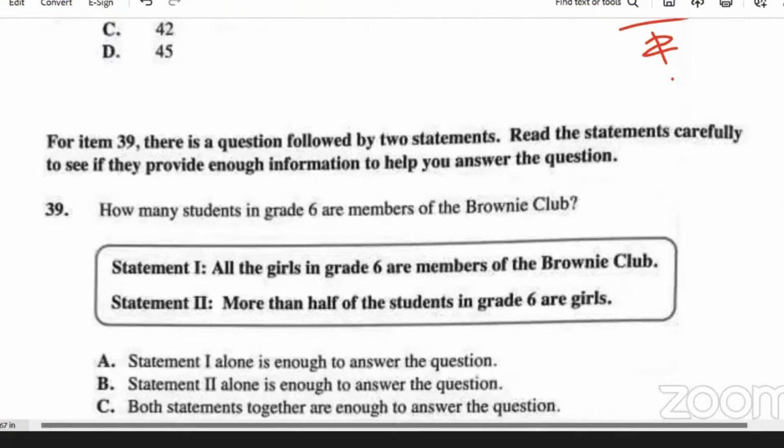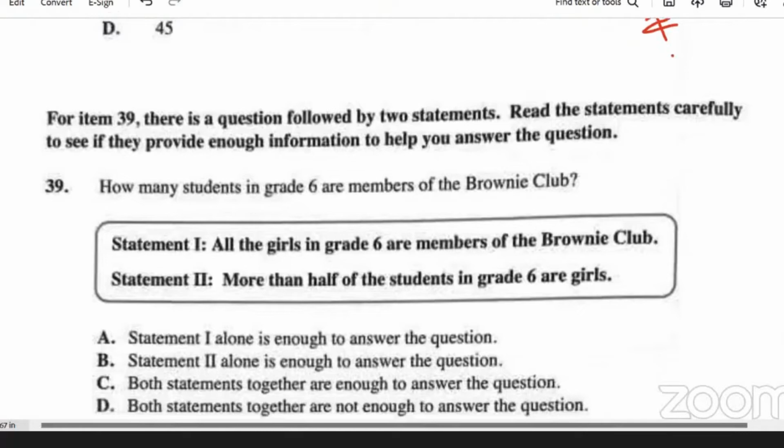for item 39, there is a question followed by 2 statements. Read the statements carefully to see if they provide enough information to help you answer the question. 39. How many students in grade 6 are members of the Brownie Club?